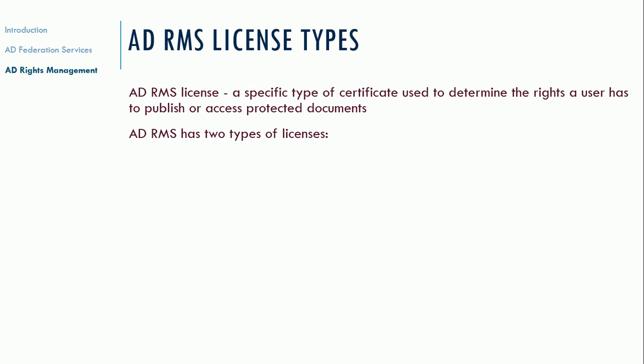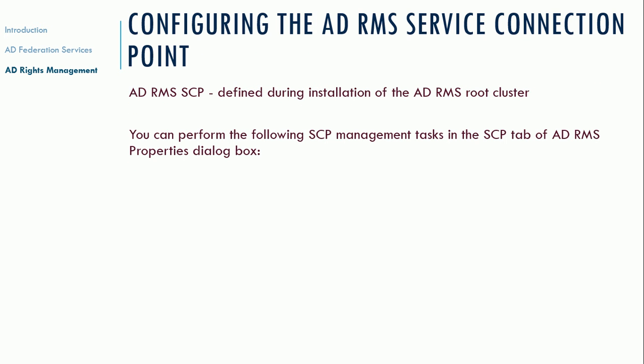An AD-RMS license is a specific type of certificate used to determine the rights a user has to publish or access protected documents. So RMS has 2 types of licensing: a publishing license and a use license. A publishing license allows you to publish documents that are going to have rights and set those rights, and then you have a use license which allows you to use those documents.